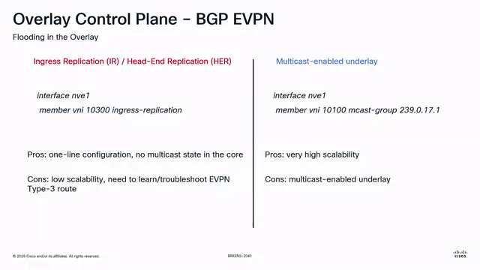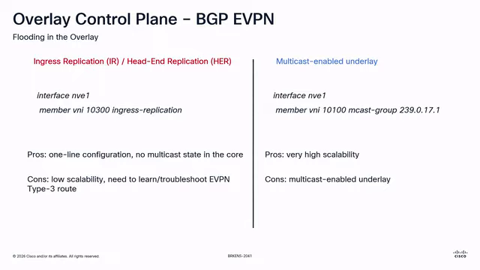An additional advantage is that there is no multicast state in your core network, which would be required for the other solution. Disadvantages: very low scale, right? Imagine if you have an overlay that is stretched across hundreds of switches, and in that overlay you potentially have 1,000 or more endpoints. Modern endpoints are very chatty.